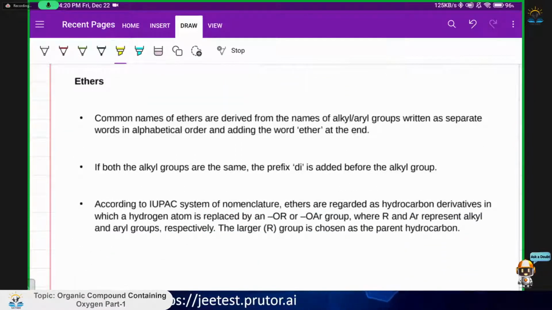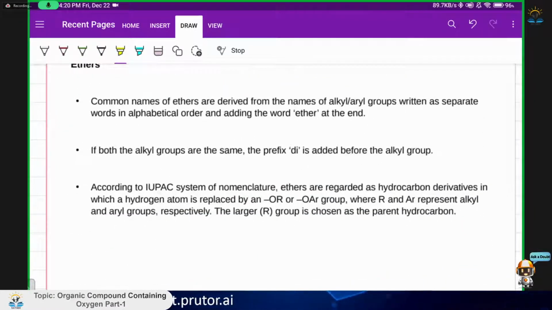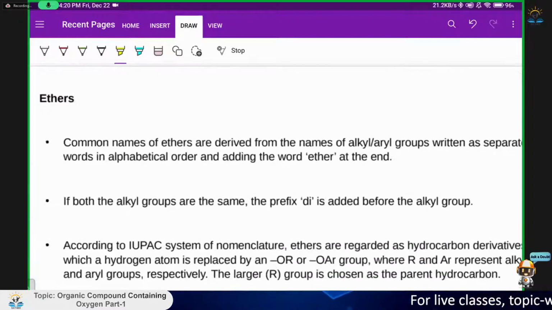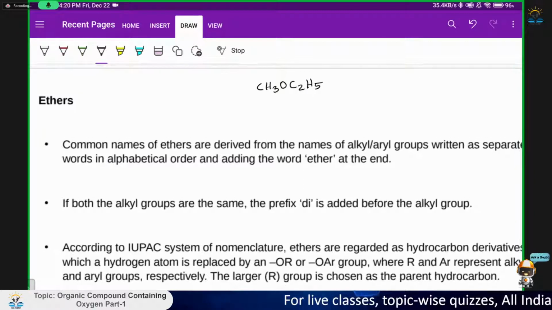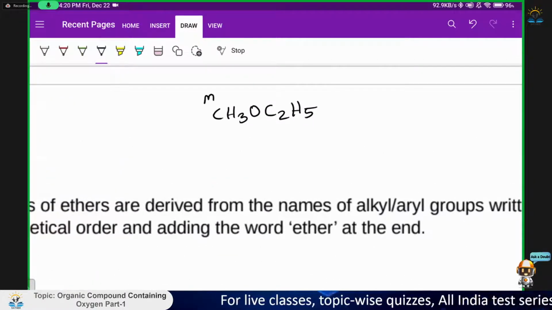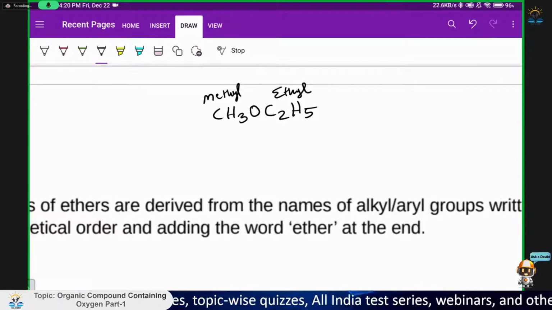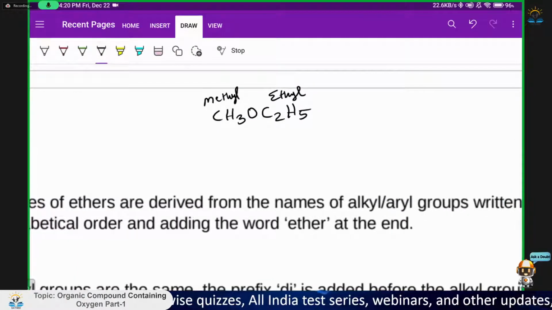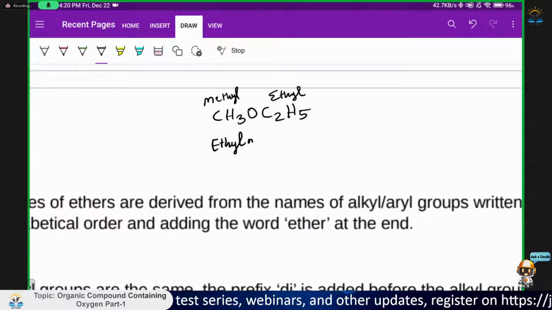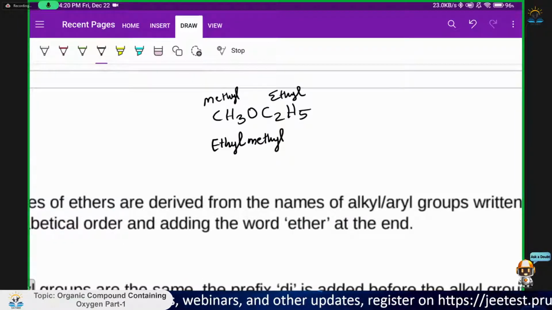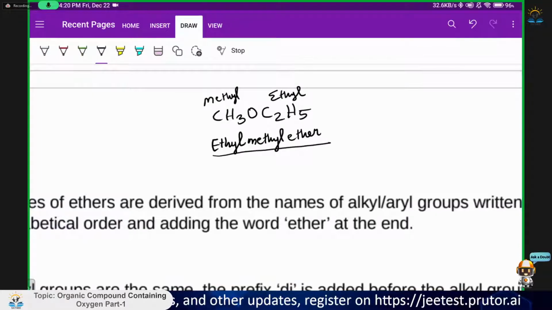Now coming to ethers. Common names of ethers are derived from the name of the alkyl or aryl group written as separate words in alphabetical order, adding the word ether at the end. So how will we assign common names? Let's consider CH3OC2H5. We have a methyl group and an ethyl group. According to alphabetical order, which should come first, ethyl or methyl? E comes before M. So when we write the name, we write ethyl, then methyl, and we add the term ether at the end.